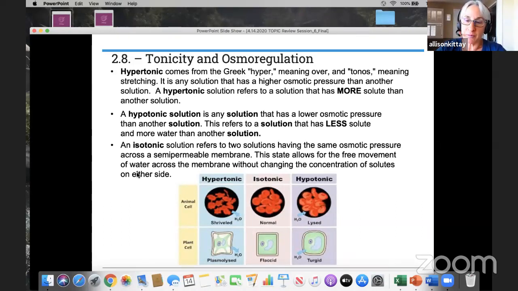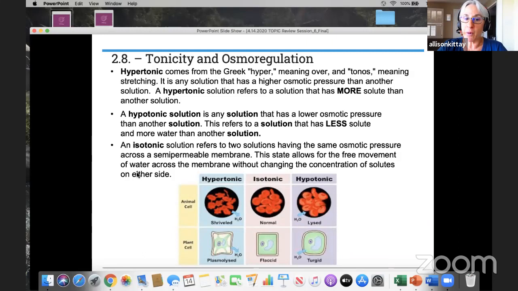Okay, so now keep that in mind, because now we're going to talk about a hypotonic solution, which is any solution that has a lower osmotic pressure than another solution. This refers to a solution that has less solute and more water than another solution. So now imagine just drinking a glass of distilled water. It is pure water, so there is no solute. That would be a hypotonic solution.